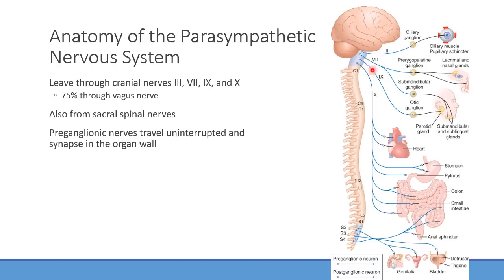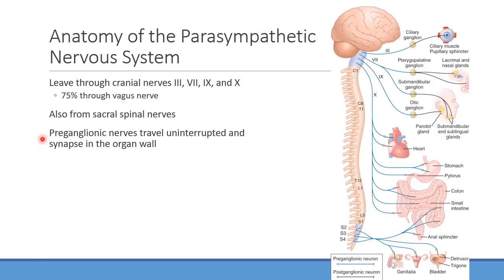And so you can see here we're going to have this portion innervating the upper areas of the body, and then you'll have the sacral areas innervating the lower organs. So think about your urinary tract, lower portions of the GI tract, etc.